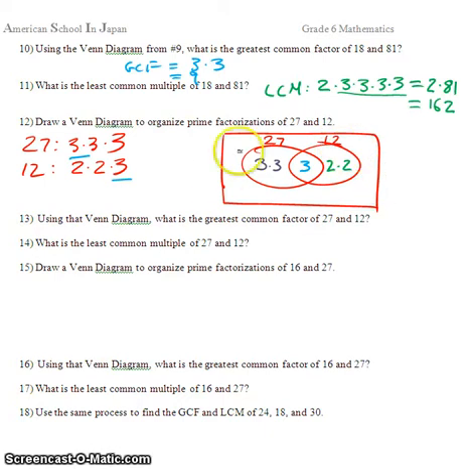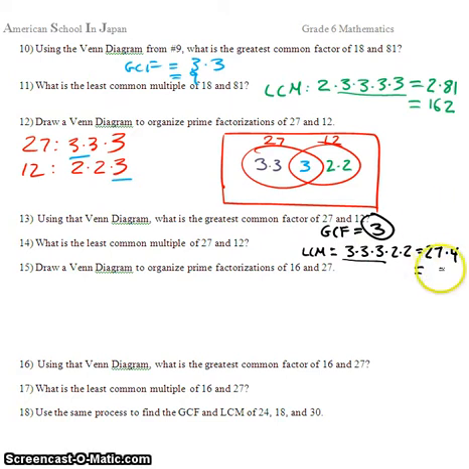All right, here's the Venn diagram. After you figured out the prime factorizations, here's the Venn diagram. So the greatest common factor, what's in the middle? Oh, just a 3. Greatest common factor is just 3. Least common multiple of 27 and 12 is everything multiplied together. 3 times 3 times 3 times 2 times 2. That's a 27 times 2 times 2 is 4. 27 times 4 is 108. I can do that in my head, but if you can't, just multiply it to the side.